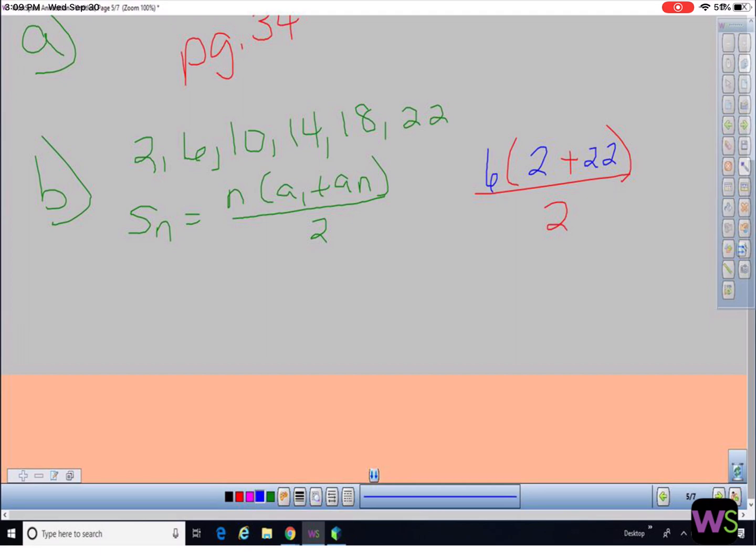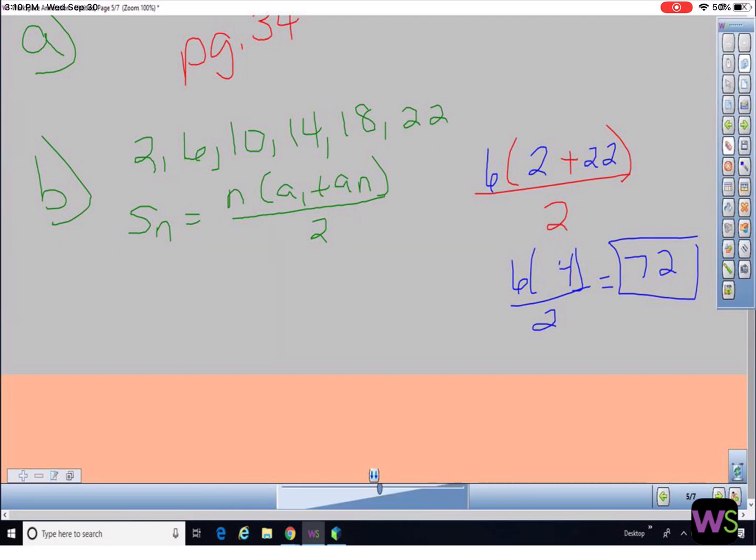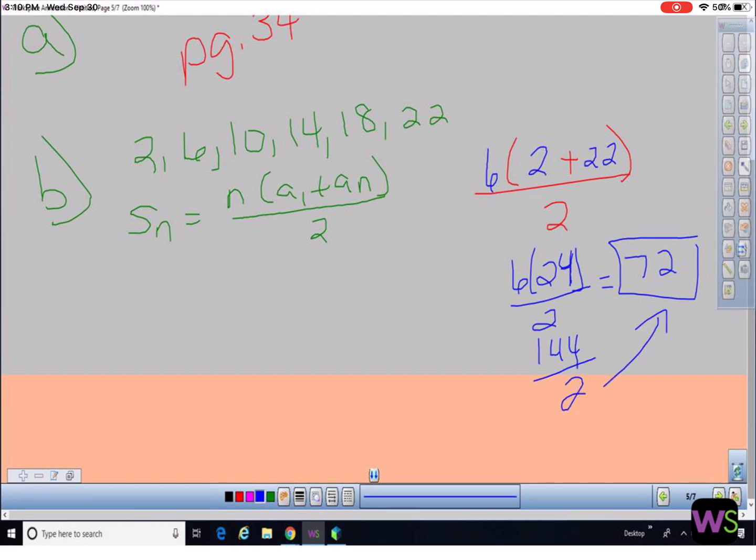So now I just solve that out. Basically I'm going to have 44 times 6 divided by 2, and it is equal to 72. The sum of my numbers is 72. Why did I say 44? It was going to be 24 times 6. I don't know why I had 44 in my brain. Sorry, guys. This is going to be 24 times 6, which would have been 144. Maybe that's why. 144 divided by 2, which is 72, for the sum of that group.